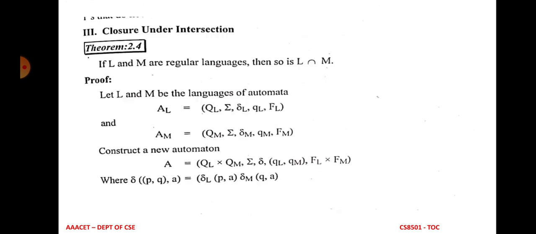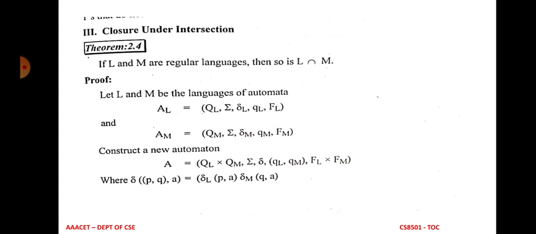This is the second property, and the third property is closure under intersection. So here the operation is intersection. We are taking two regular languages L and M, and then L intersection M is also a regular language. That is the property. If L and M are two regular languages, then L intersection M is also a regular language.